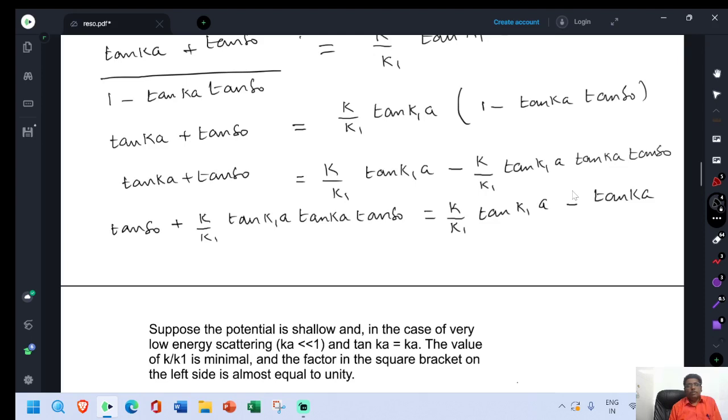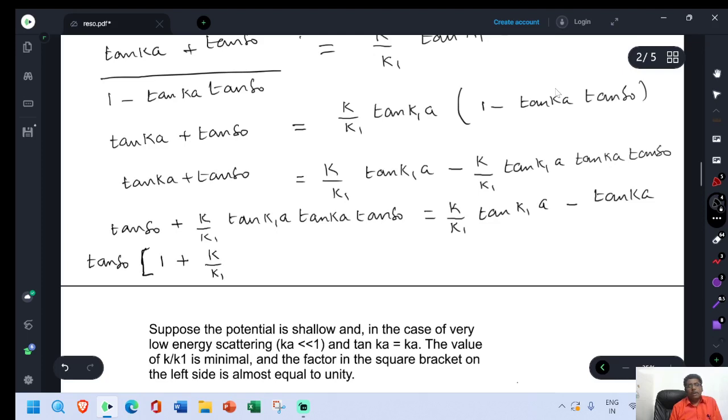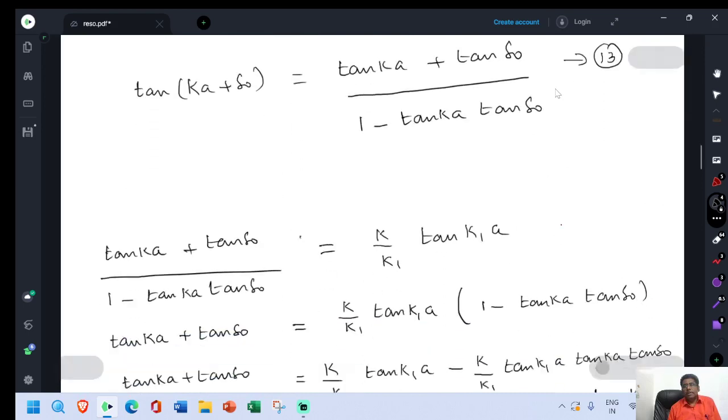See, this tan del 0 term is brought to the left hand side, so it is taking its positive sign, and this tan Ka is shifted to the right hand side, so it takes its negative sign. K by K1 tan K1A minus tan Ka. From this, take tan del 0 outside. Put a square bracket: 1 plus K by K1 tan K1A into tan Ka equal to K by K1 tan K1A minus tan Ka. This is equation number 14.